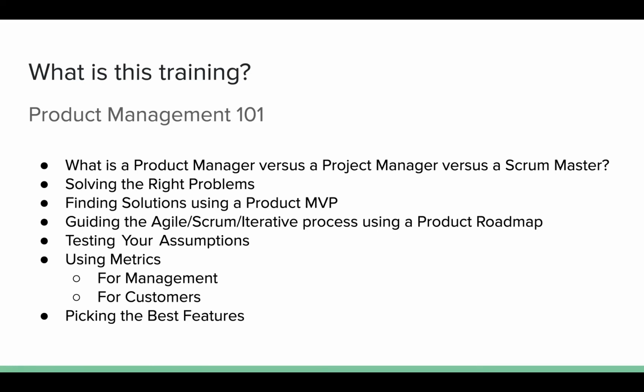We're also going to talk about how you can use a product roadmap to give a bigger picture view to help guide the agile, scrum, and iterative process. Because iterations can be really small and kind of myopic and a little bit chaotic. How do you make sure you're still going in the proper direction? So the product roadmap is a good way to do that. We're going to talk about that.